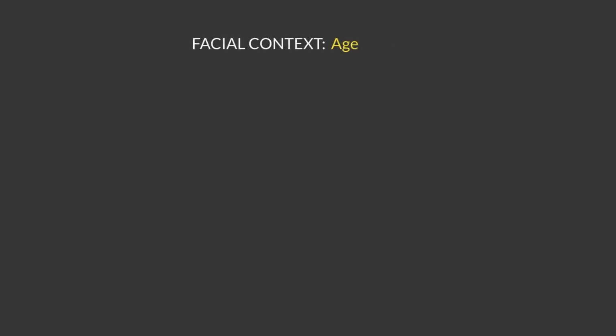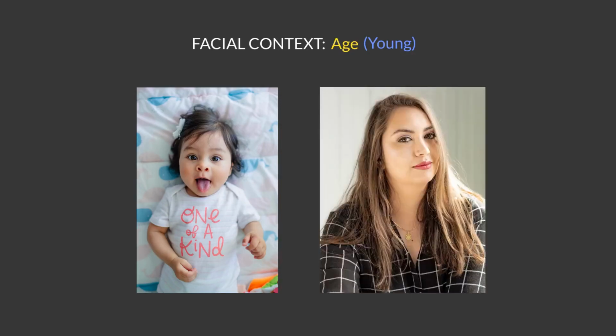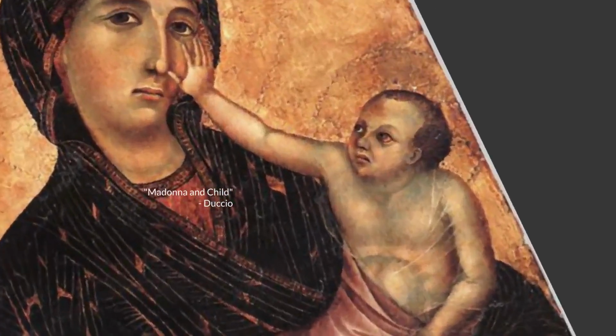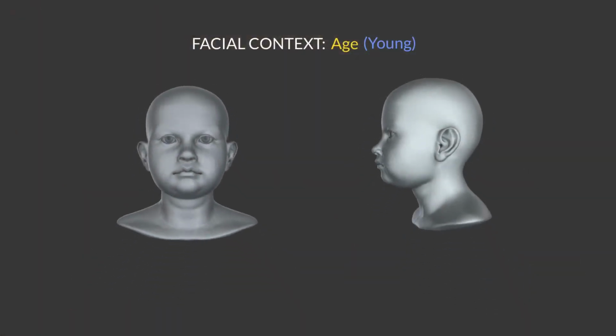The second facial context that we're looking at is age, beginning with early age, where there are significant proportional differences between a child's head and an adult head. And as you might guess, it's not a simple scale down of an adult head, like painters of the past learned the hard way. Instead, some parts of the head get scaled and moved around at different rates.